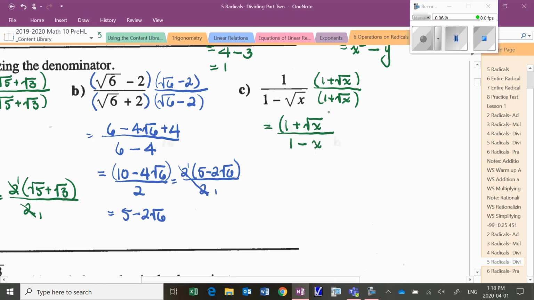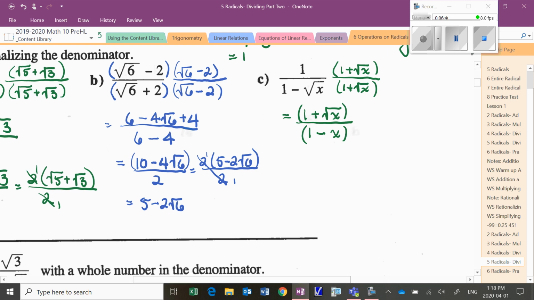And remember, this is a sum or a difference. It is an all or nothing. So you cannot cancel out those ones. Do not be tempted to do that. That is your answer. That's as far as you can possibly go.